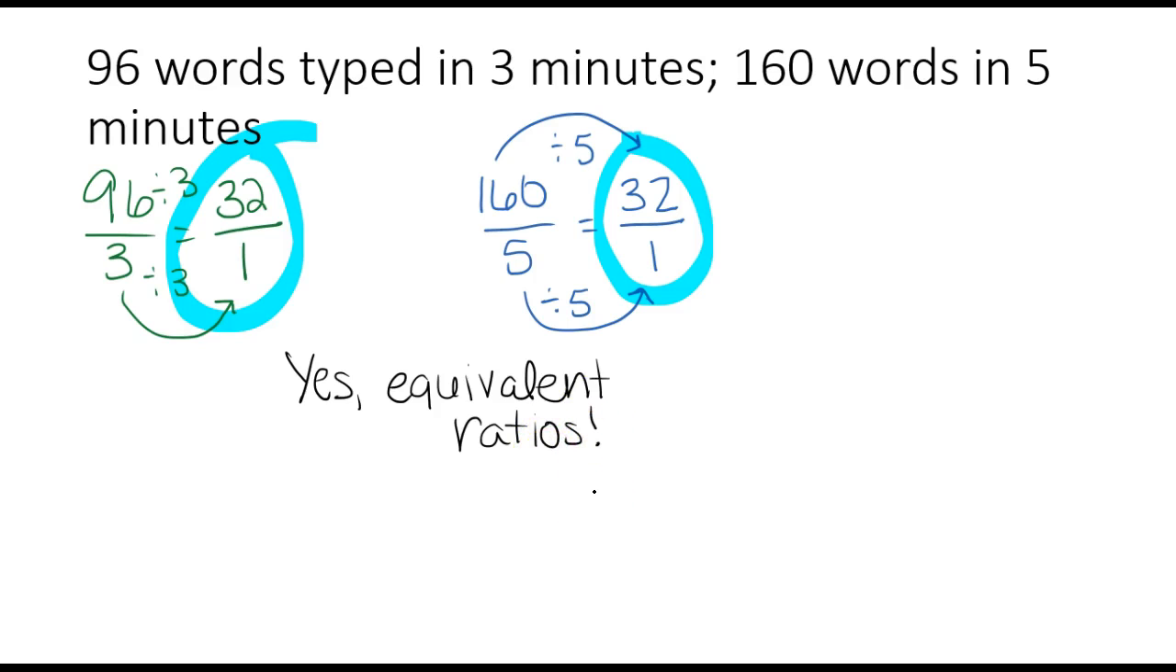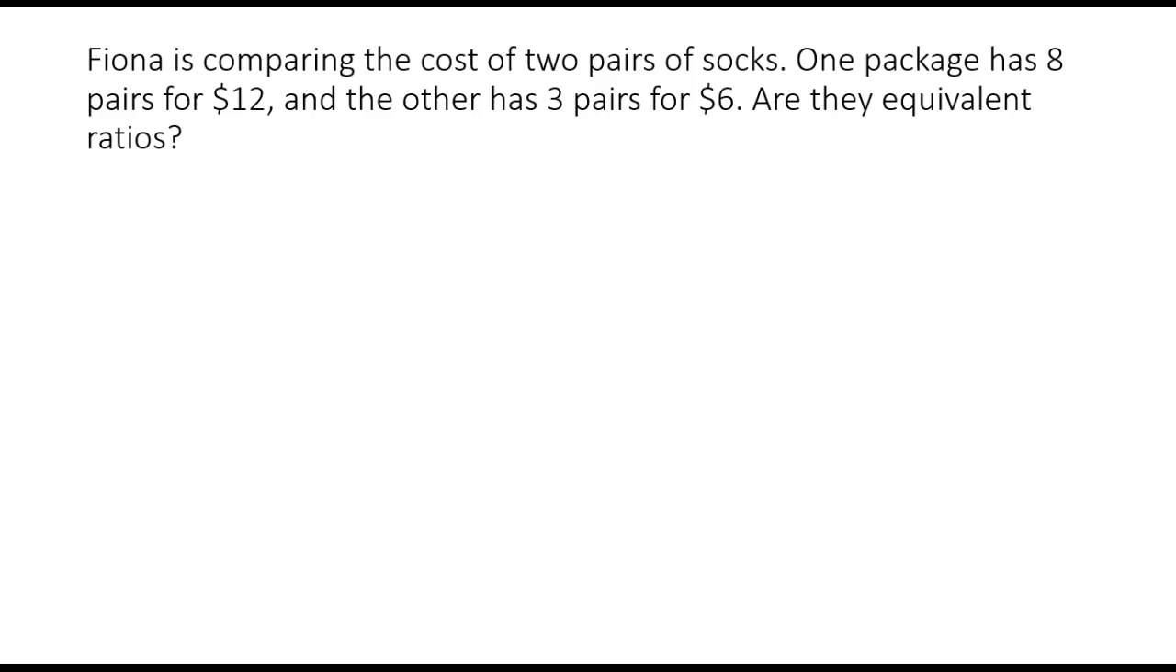Okay, now let's get a little bit wordier. Don't worry, it's not too bad, I promise. No paragraphs. Okay, Fiona. You guys all know about Fiona. She's my best friend. Fiona is comparing the cost of 2 pairs of socks. I'm sorry, 2 packages of socks. One package has 8 pairs for $12 and the other has 3 pairs for $6. Are they equivalent ratios? I really like putting money on top. I don't know why. I just do. That's what we do.